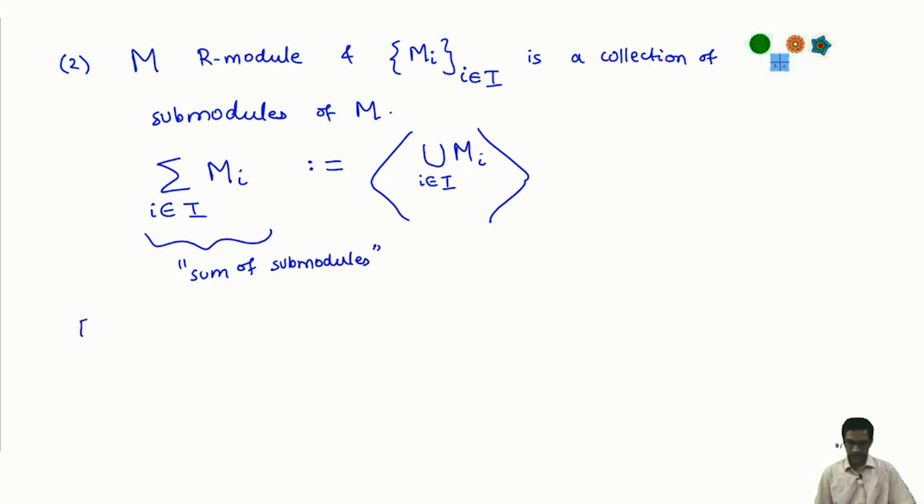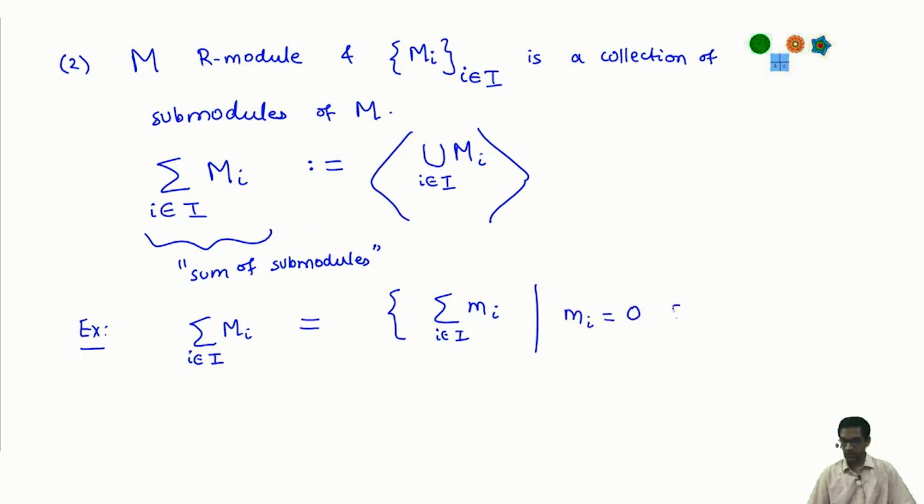So here's a little exercise. Show that the elements of the sum look like the following, or prove the following equality, that the sum of the M_i comprises precisely the set of elements of the following kind. They look like finite sums, with i belonging to I, but I want the sum to be finite. So m_i should be 0 for all but finitely many i in I.